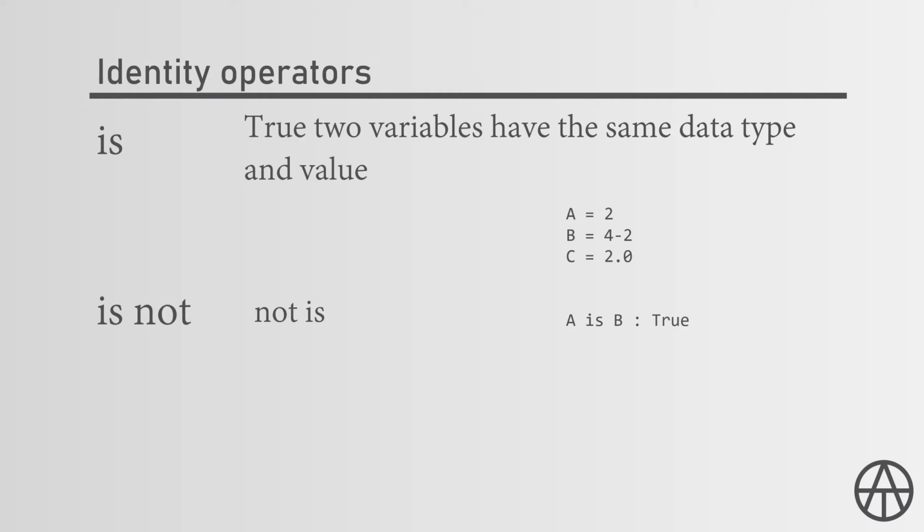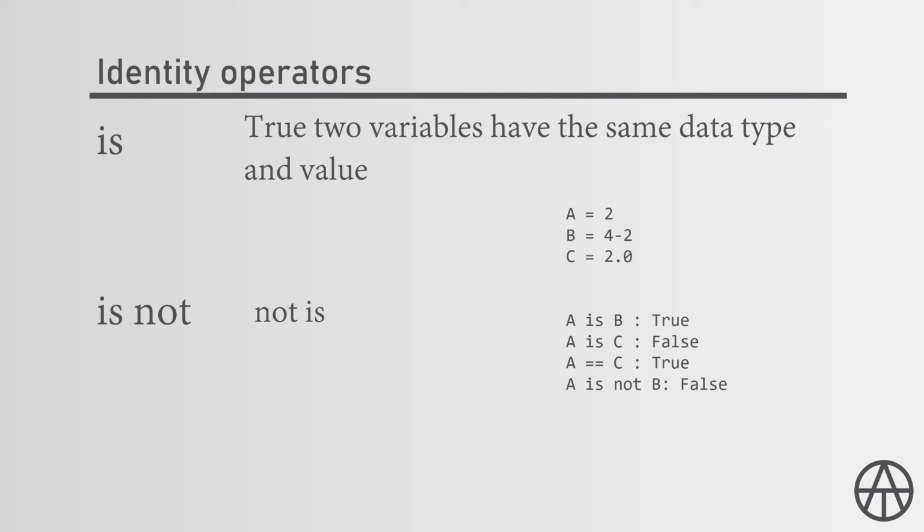Now, if you say a is b, it's going to result in true because a and b have the same data type and also the same value. Both of them are 2 and both of them are integers. So a is b is going to result in true. a is c is going to result in false, even though a equality with c is going to result in true, because a and c have the same value but don't have the same data type. That's why the is operator is going to result in false, but the equality will say true.